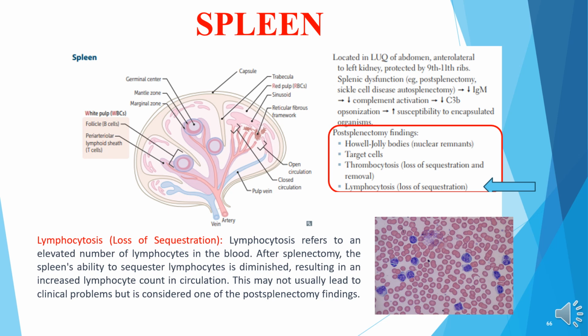Lymphocytosis, loss of sequestration. Lymphocytosis refers to an elevated number of lymphocytes in the blood. After splenectomy, the spleen's ability to sequester lymphocytes is diminished, resulting in an increased lymphocyte count in circulation. This may not usually lead to clinical problems but is considered one of the post-splenectomy findings.